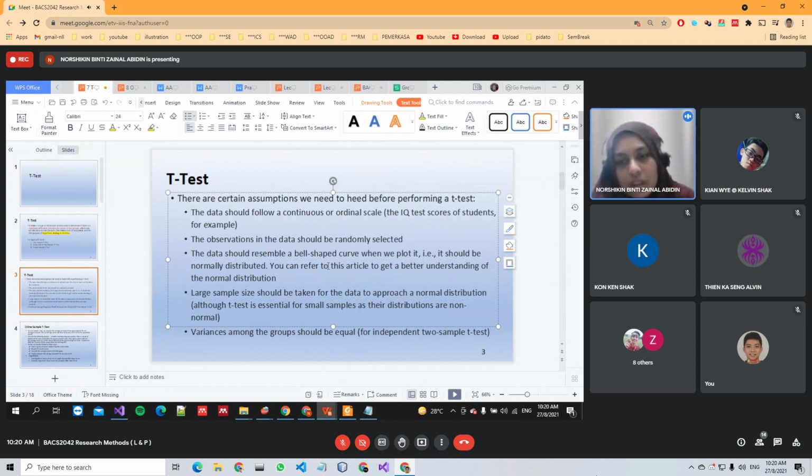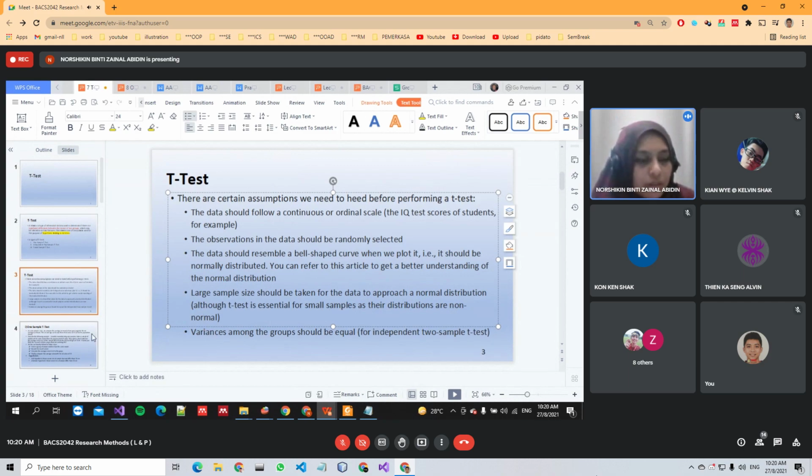You can refer to this article to get a better understanding of normal distribution. No, not an article actually, this one is copy paste. A larger sample size should be taken for the data to approach normal distribution, although the test is essential for small samples as the distribution is non-normal. Variance among the groups should be equal. This one is for independent two sample.